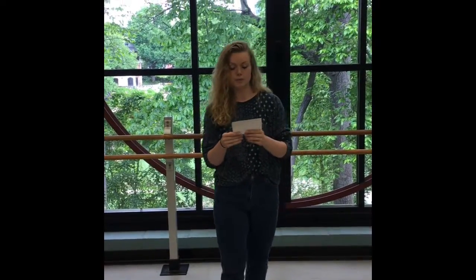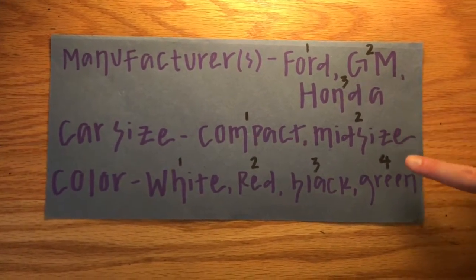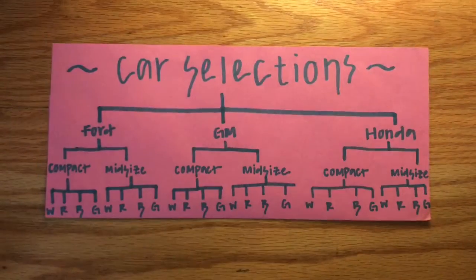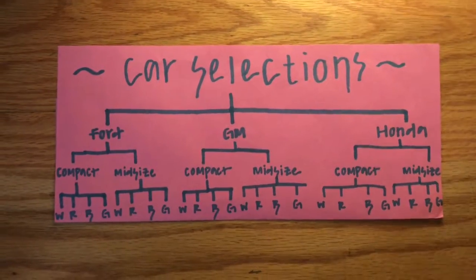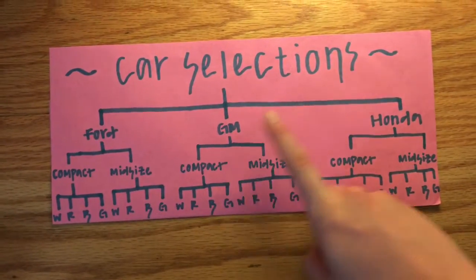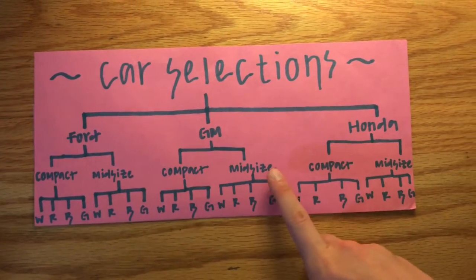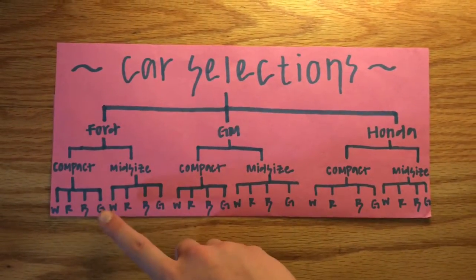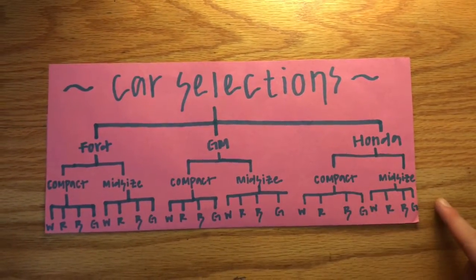Now here's another example. You're purchasing a new car. The possible manufacturers, car sizes, and colors are listed. Here we have 3 manufacturers, 2 car sizes, and 4 colors. If we put that information in a diagram the same way we did for rolling a die and flipping a coin, you take each type of manufacturer, put it with each type of car size, and the colors. All together, this gives you 24 outcomes.